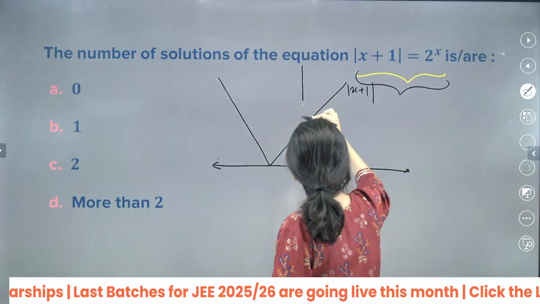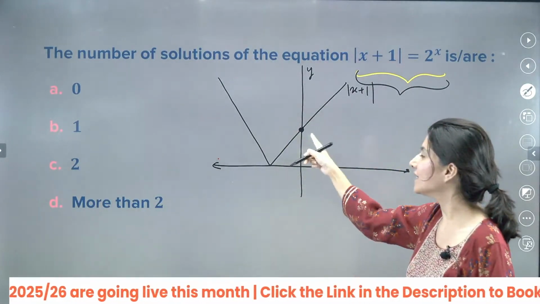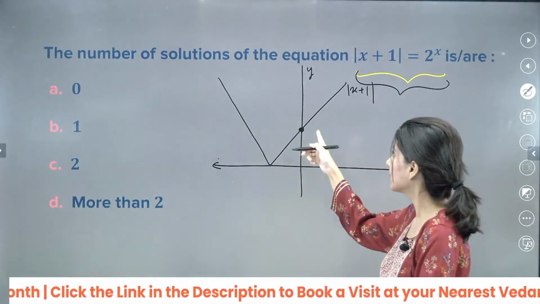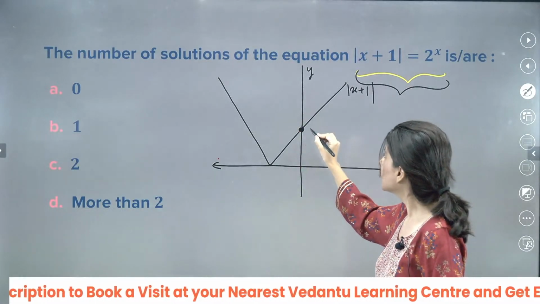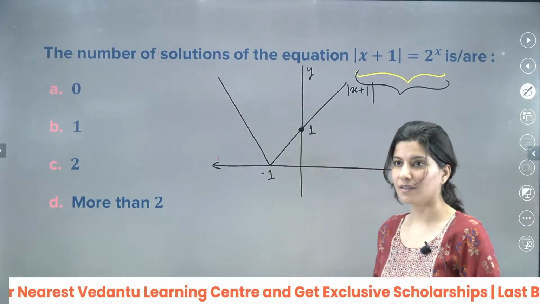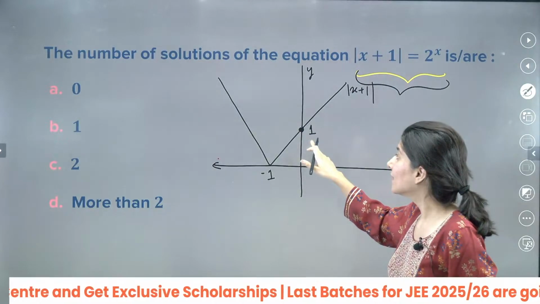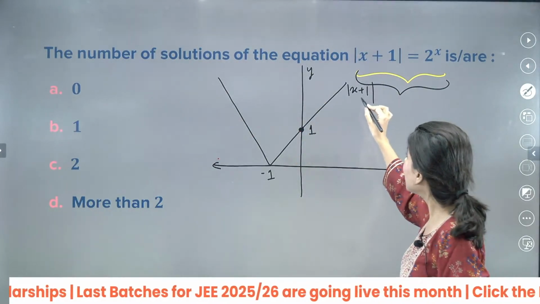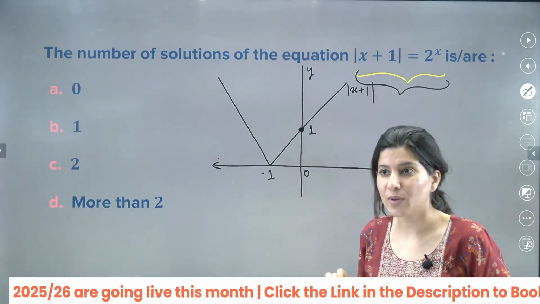So this is your y-axis, and what is this point? Can anybody tell me this point? So this is your 1 and this is your minus 1. This point is 1. How will you get it? It is the value of this graph when you put x equals 0. The moment you put x equals 0, you get y equals 1.